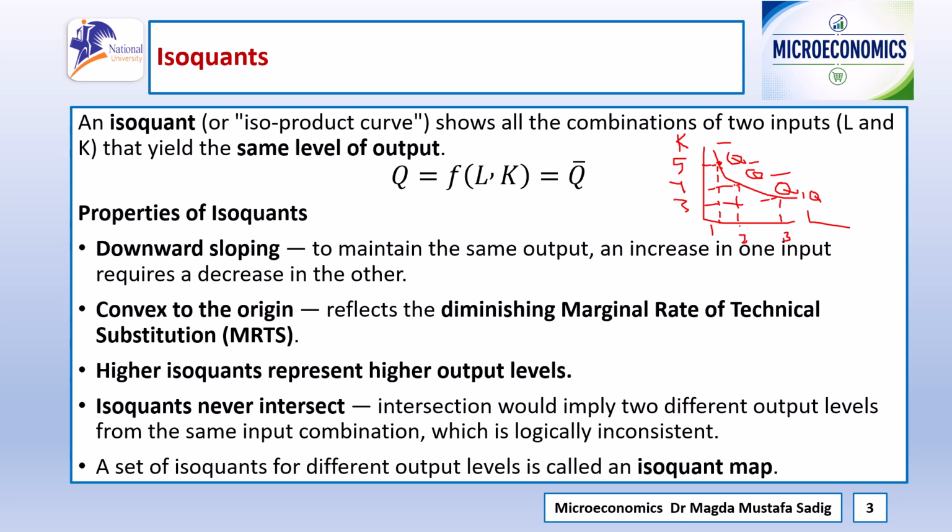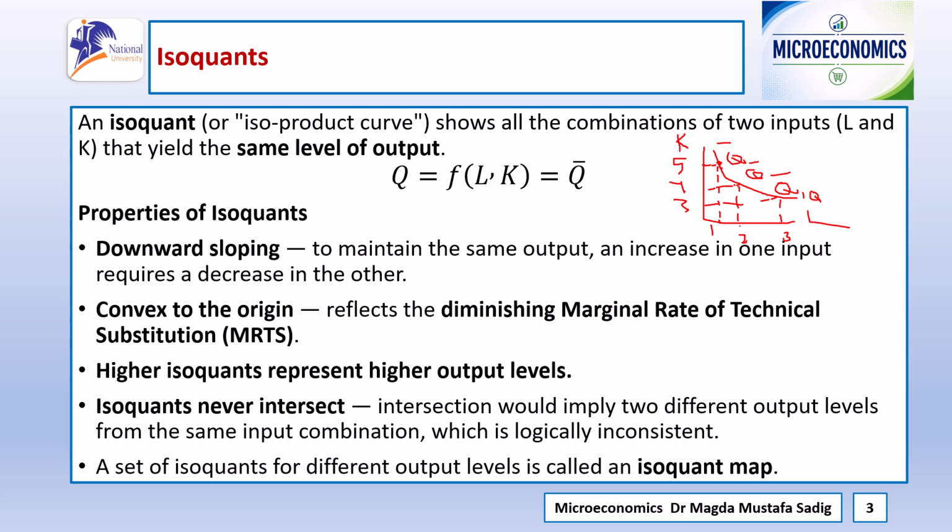Now let us discuss the properties. The first property, isoquants slope downward. Why? Because if labor increases, capital must decrease to maintain the same output. Second property, isoquants are convex to the origin. This reflects diminishing marginal rate of technical substitution. We will explain this shortly.